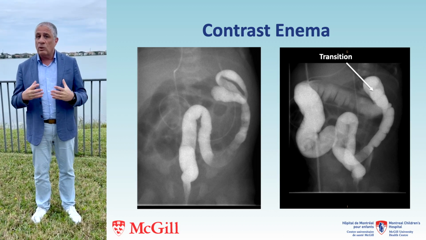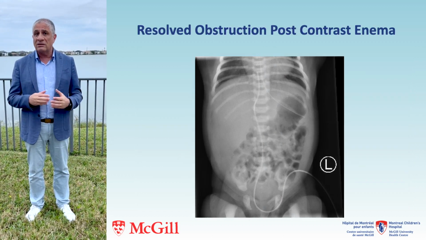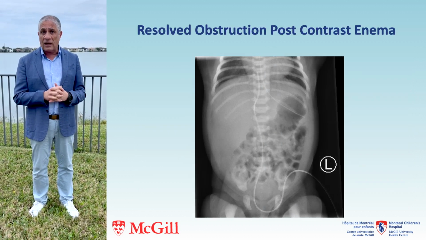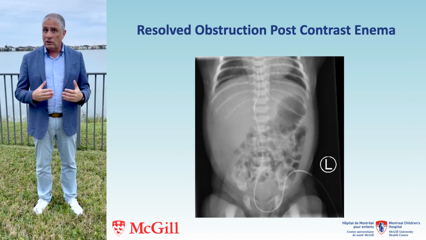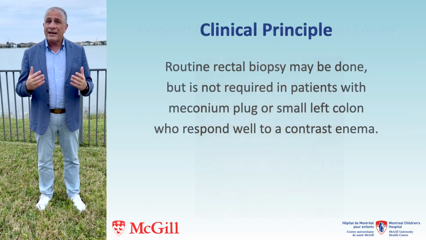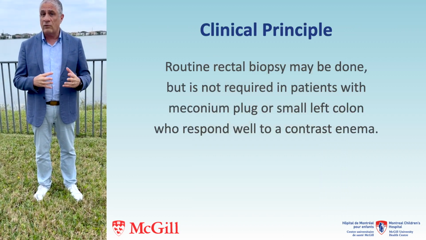So in this case, we would do a contrast enema not just with a diagnostic intent, but with a therapeutic intent. And in fact, the contrast enema was done. And following the contrast enema, this baby evacuated a large amount of meconium. So the next question should be, do we have to work this baby up for Hirschsprung disease? Do we do a rectal biopsy?